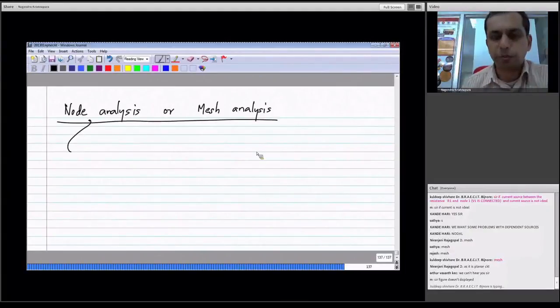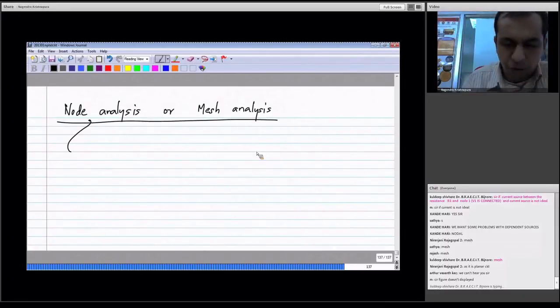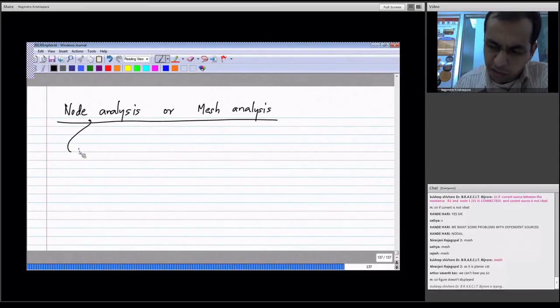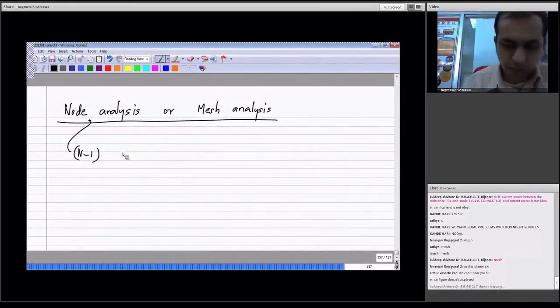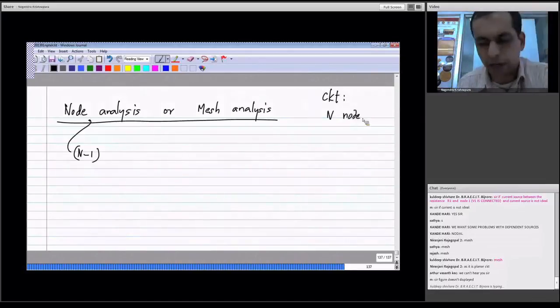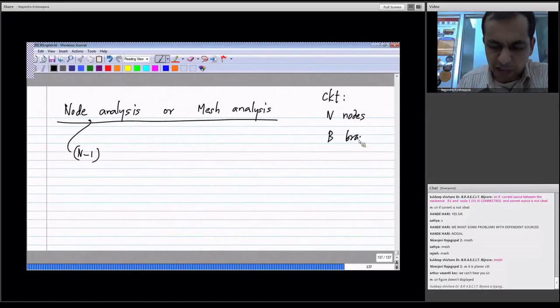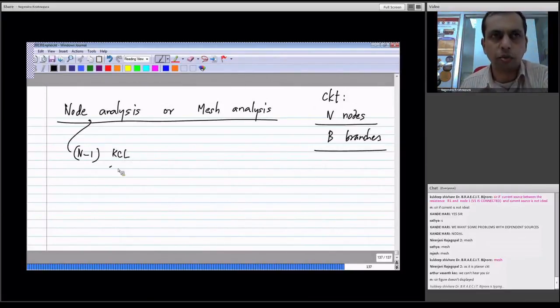So the choice is based on the number of equations you have to solve. For node analysis you have n minus 1 equations. So let's take a circuit with n nodes and b branches. Okay, so n minus 1 KCL equations for nodal analysis. And for mesh analysis, it is b minus n plus 1 KVL equations. Okay, so this is what we need to solve.